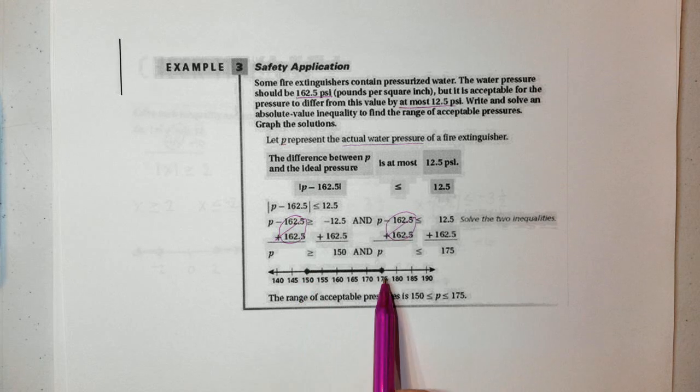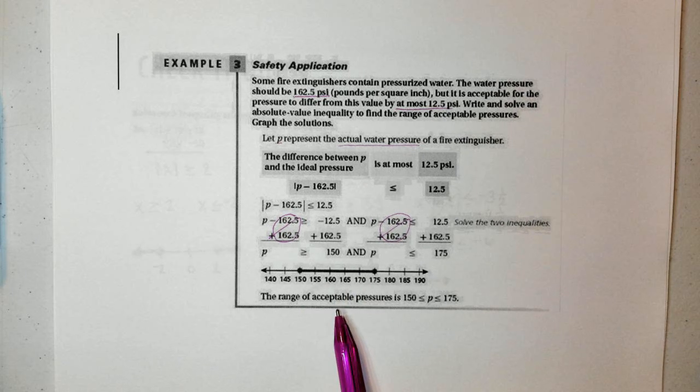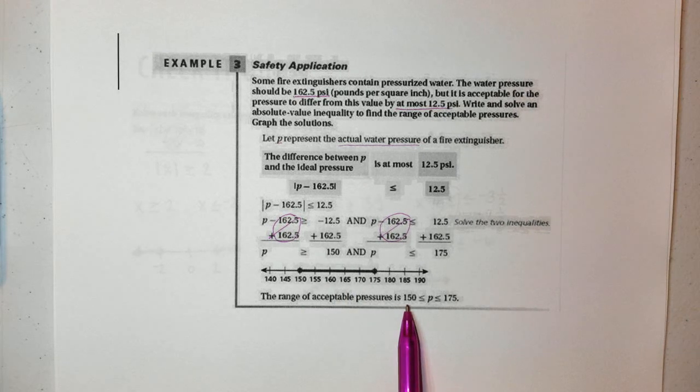Closed dot on 150, closed dot on 175. And then you shade in between. So the range of the acceptable pressures is between 150 and 175.